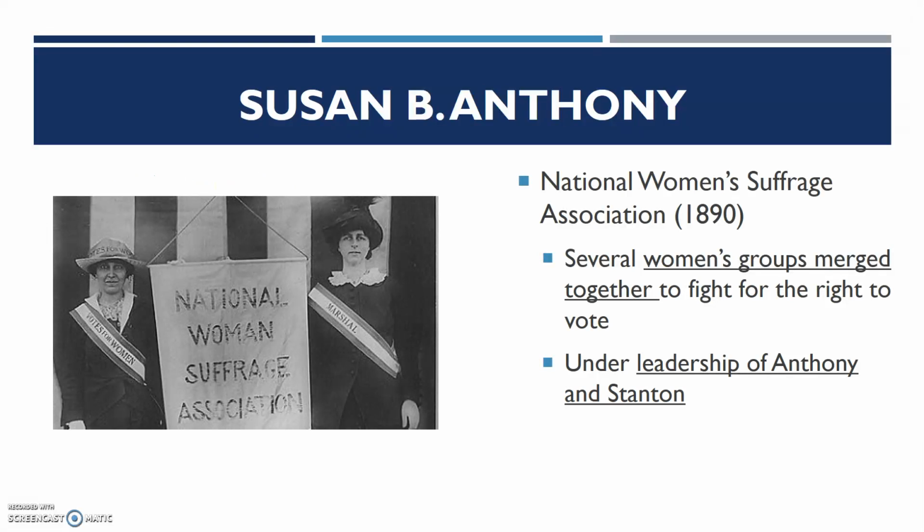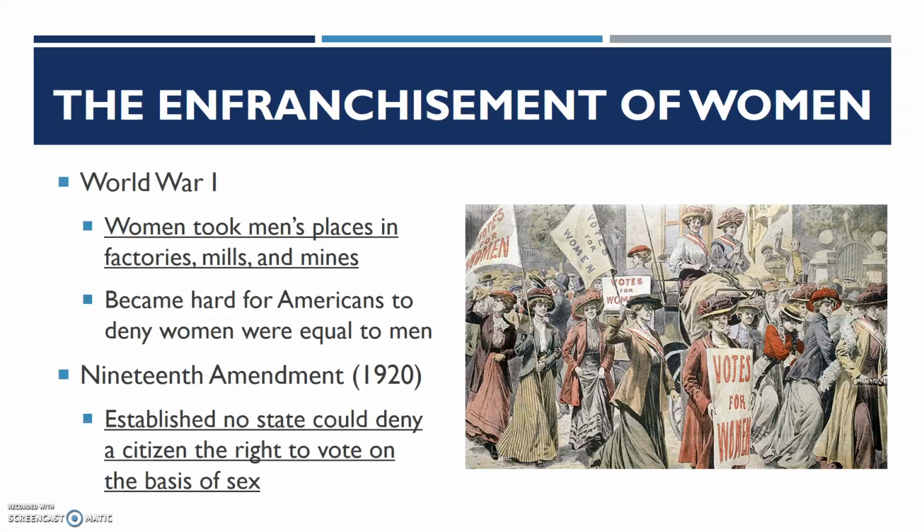So the movement continued, and in 1890, Anthony and Stanton both created the National Women's Suffrage Association to get more support for their cause. And basically it merged several women's groups who wanted the same thing, and they continued to fight for their right to vote on a national scale.